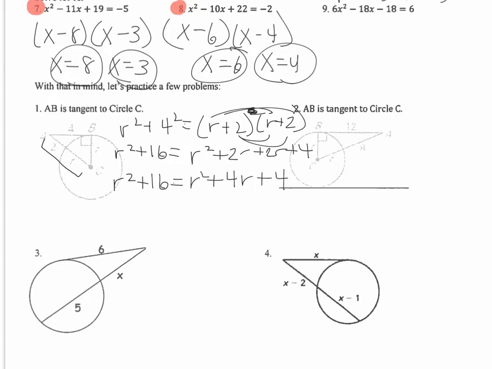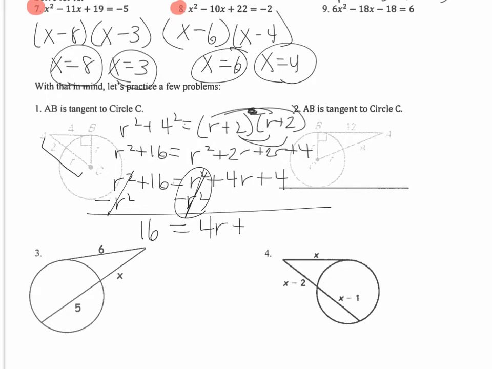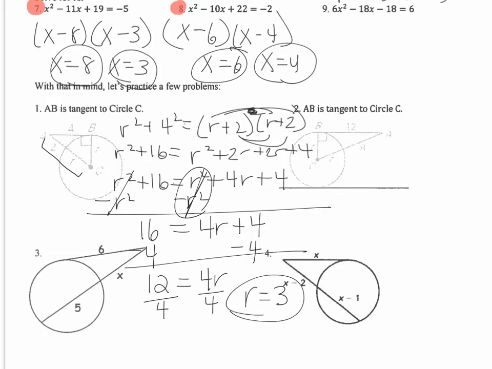Plus 4R plus 4. So looking at this, am I going to have to factor this problem? Yes, because I have an R squared and an R. So I better start getting everything on one side. So I'm going to move my R squared to the other side. So these cross out. What do you notice about these R squareds? They also cross out. So hey, yes, I don't have to factor. So 16 equals 4R plus 4. So I'm now going to subtract 4 on both sides. I get 12 equals 4R. Divide by 4. So R equals 3.